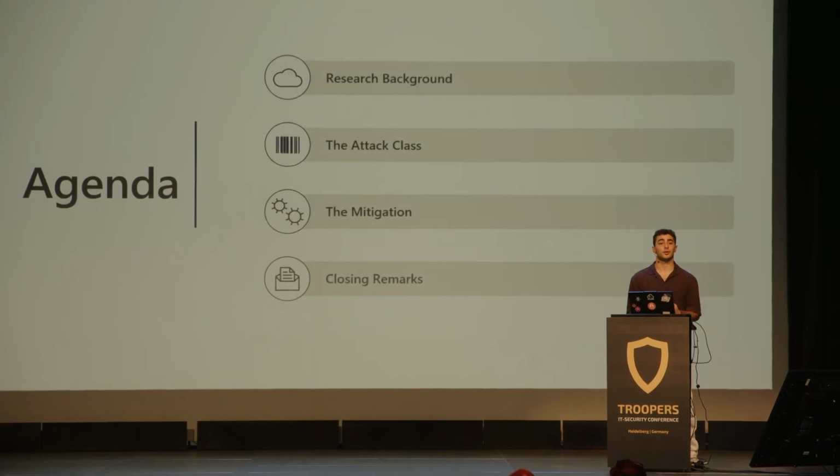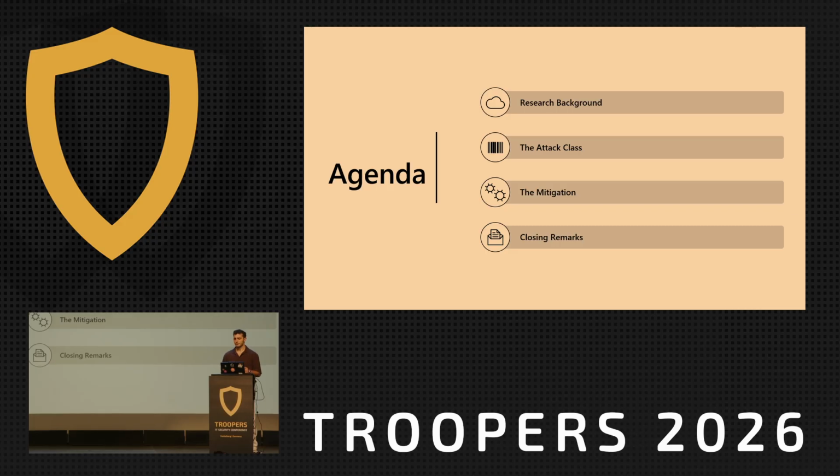So what's on our agenda today? We'll start with the research background and give an overview of both BitLocker and WinRE. Then we'll dive into the attack class itself, covering the internals, the vulnerabilities, and the exploit techniques. We'll also see 2 demos at the end of this talk. After that, we'll discuss the mitigations that we implemented to block the attack class variants. And lastly, we'll wrap up with some closing remarks.